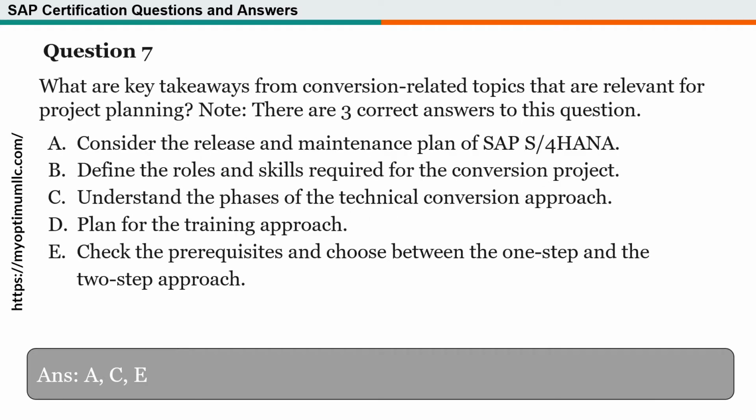Question 7. What are key takeaways from conversion-related topics that are relevant for project planning? Note, there are 3 correct answers to this question. A. Consider the release and maintenance plan of SAP S/4HANA. B. Define the roles and skills required for the conversion project. C. Understand the phases of the technical conversion approach. D. Plan for the training approach. E. Check the prerequisites and choose between the 1-step and the 2-step approach.